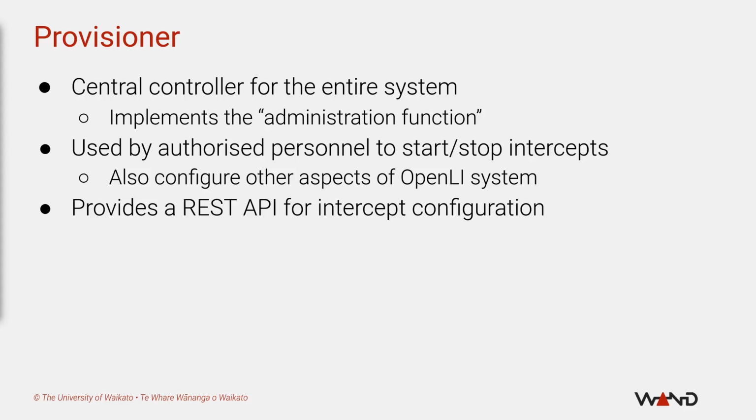The first component is the provisioner, which implements the administration function which you may remember from the first chapter of this training material. The provisioner acts as the central controller for the entire OpenLI system and will be your primary point of interaction with OpenLI once you have it deployed and running. Authorized personnel within your organization will use the provisioner to stop and start intercepts in response to requests from LEAs, as well as to configure or modify other aspects of the intercept system as a whole. All of the configuration actions can be performed through a REST API using a standard set of HTTP request methods.